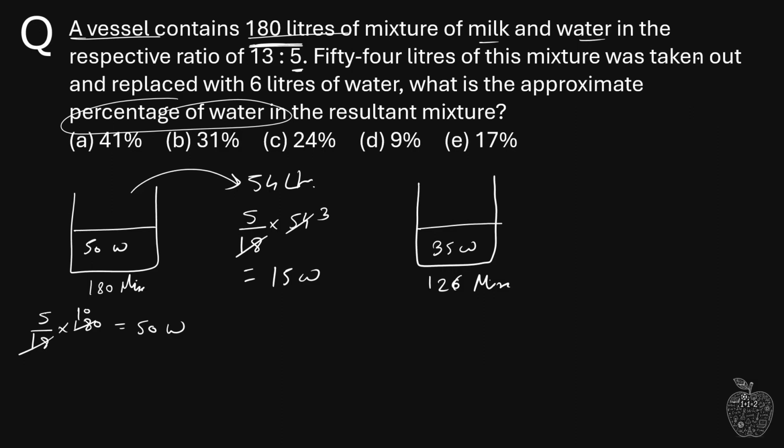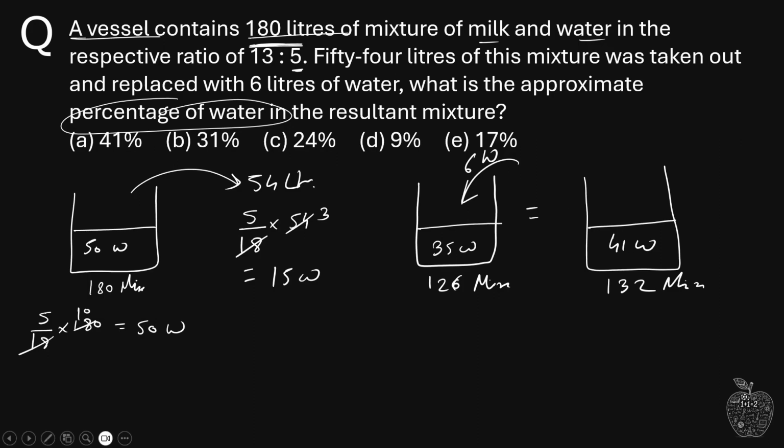Okay, so 54 liters of mixture is taken out and replaced with 6 liters of water. So in this mixture we are again adding 6 liters of water. So now the resultant mixture that we get here, total mixture, it was 126 and again 6 is added. So 126 plus 6 will be 132. So 132 liters of mixture is there, and 35 plus this 6 will give me 41 water, and the remaining is the milk, right?